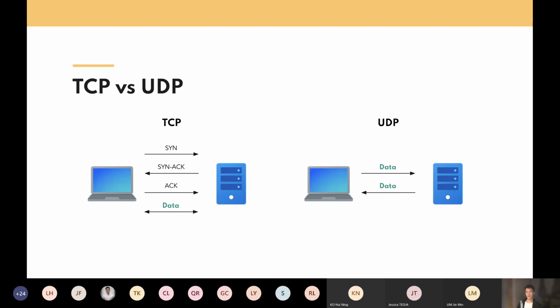So the summary is just that TCP has a three-way handshake to set up the connection before it sends data, whereas UDP just sends data straight away.